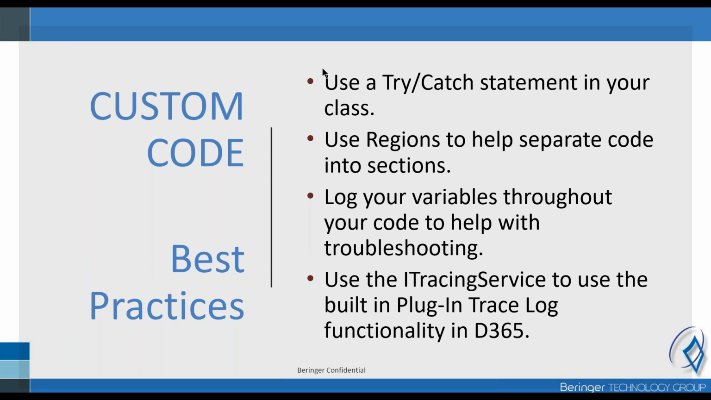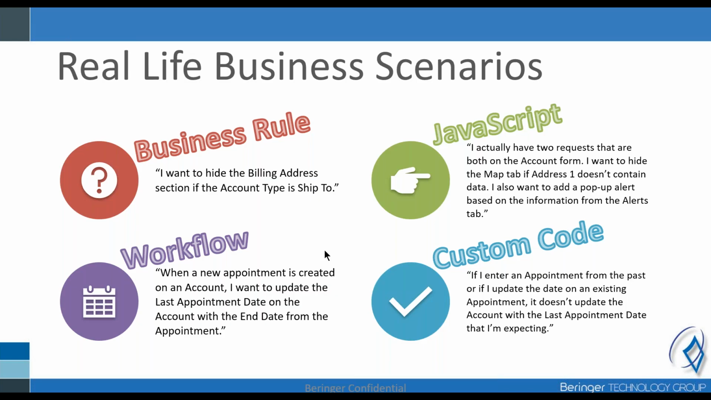And just some best practices, we use a try-catch. We use regions to help separate our code into sections, so it's just a little bit easier to follow. We log our variables throughout the code to help with troubleshooting, which we actually got to see. And we use that eye tracing service. So just to match everything up now, the first scenario was the business rule. This scenario was a workflow. This was JavaScript, and this was custom code.